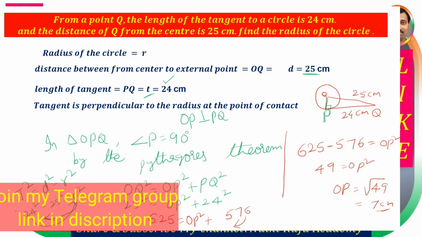Next, R square equals 25 square minus 24 square. Here A square minus B square equals A plus B into A minus B. So A plus B is 49, A minus B is 1. 49 into 1 is 49. So R is equal to root 49, that is equal to 7 centimeters. Radius is equal to 7 centimeters. This is for entrance purpose.